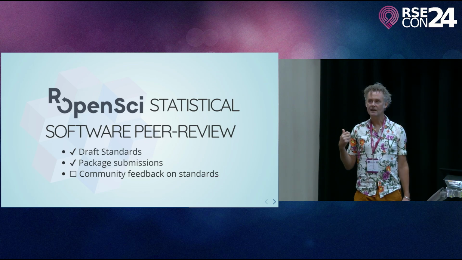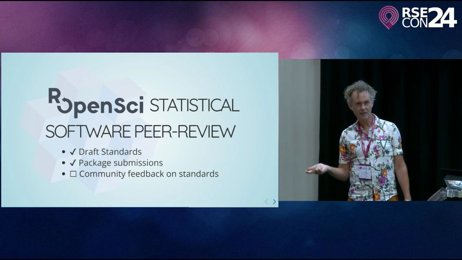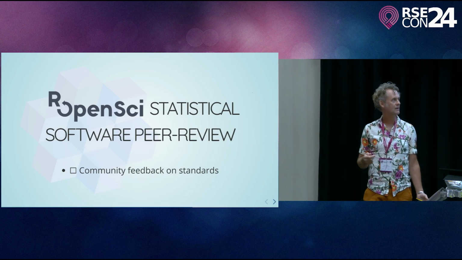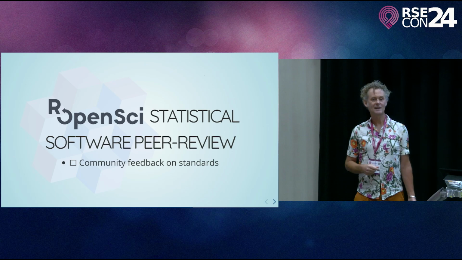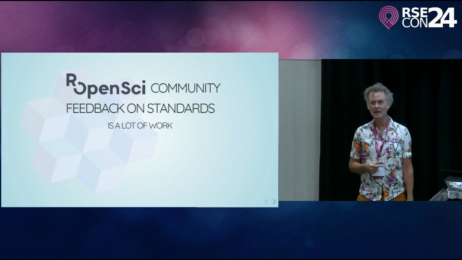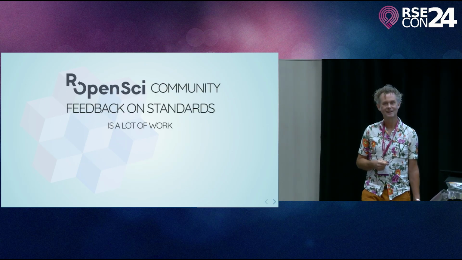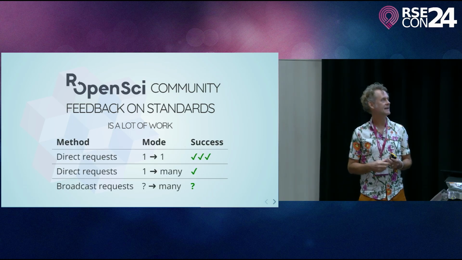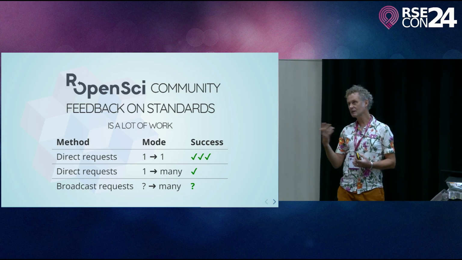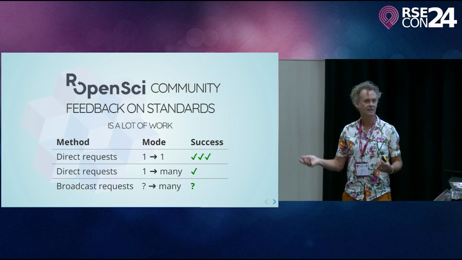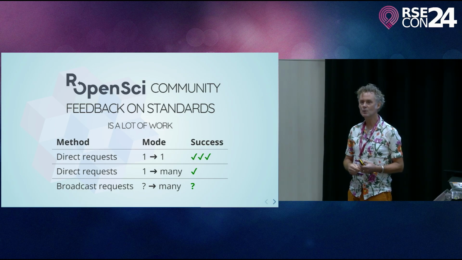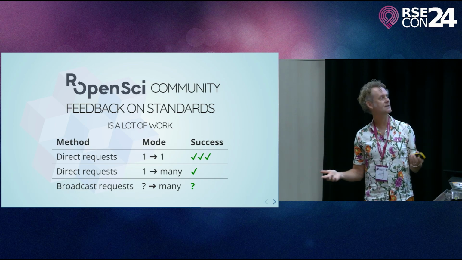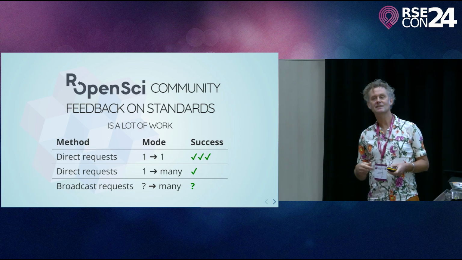And that got us to the stage where we had our draft standards, we had initial package submissions, and we still wanted to get more community feedback on standards. So now to finally get much more into the focus of the talk, community feedback on standards is a lot of work. So we tried a whole lot of different modes and ways of engaging and motivating communities. We did a lot of direct requests, emailing, messaging in other direct ways, a lot of indirect requests, messages sent out to smaller or larger groups of people, as well as what I've called broadcast requests, and giving kind of vague indications of success over on the right there.